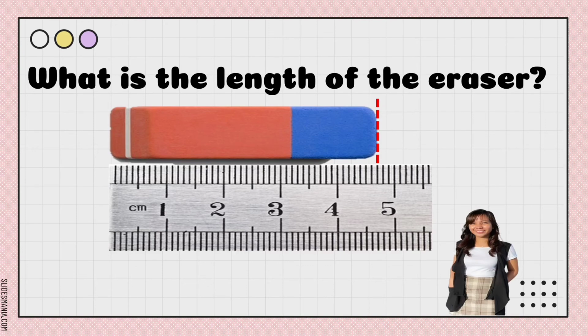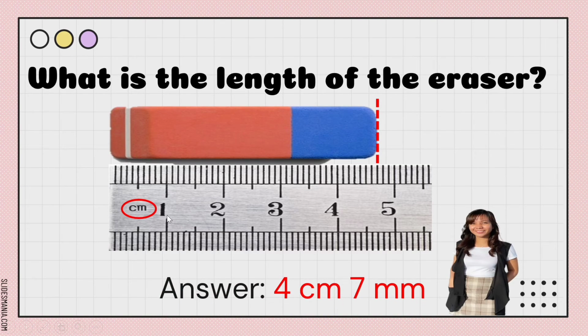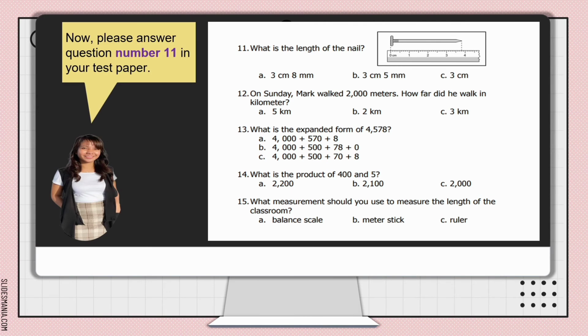So what we're going to do is count by the smaller unit from centimeter, the millimeter. From 4: 1, 2, 3, 4, 5, 6, 7. So the length of the eraser is 4 centimeters and 7 millimeters. Millimeter is a smaller unit than centimeter. This is an example for question number 11. Please answer question number 11 in your test paper.